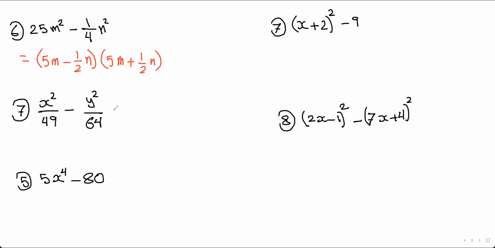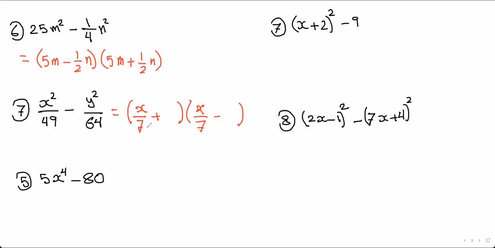Now, how about here? Here we have two perfect squares. So it meets all the conditions. The square root of x squared is x. The square root of 49 is 7. Of course, the 7 has to go on the bottom. So x over 7 in both brackets. Make 1 plus, 1 minus. Give a little bit of space here.